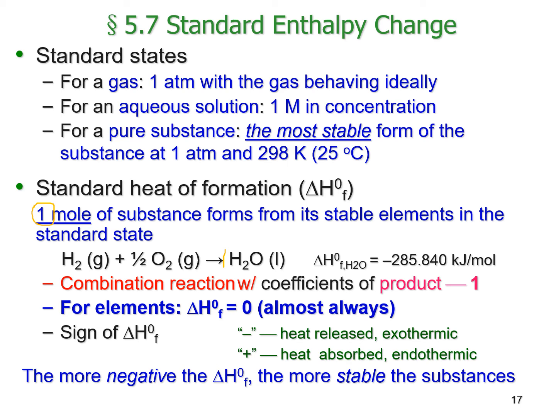Plus sign means such formation reaction absorbs energy. Negative sign means such formation reaction, in theory, should be the exothermic reaction. Of course, the more negative the delta H0F, the more stable the substance is. As it turned out, the water is a lot more stable than any of these two free elements. So that's why we do not have hydrogen. We have a certain amount of oxygen, but we have a whole lot of water.